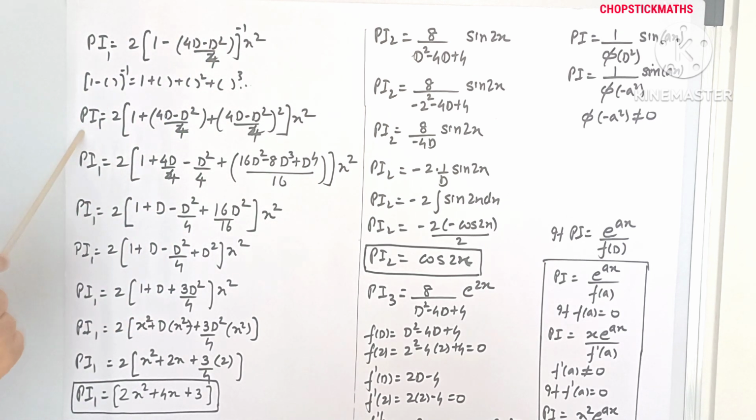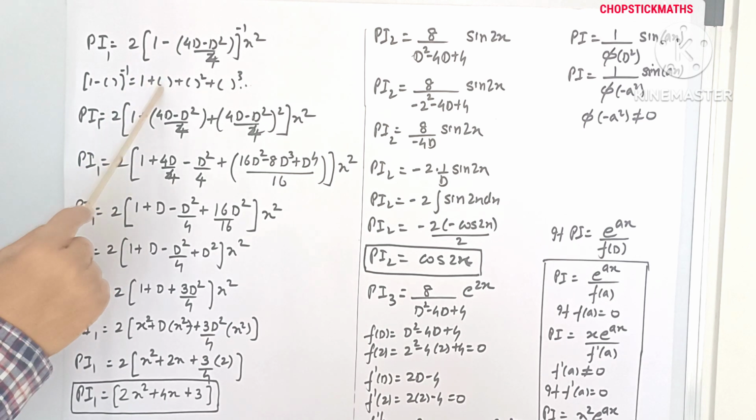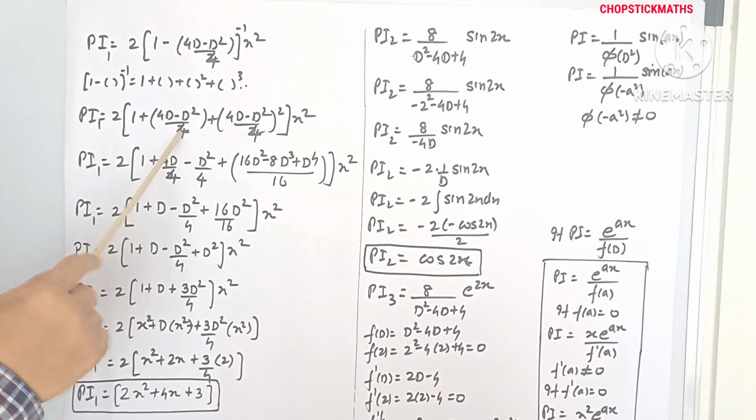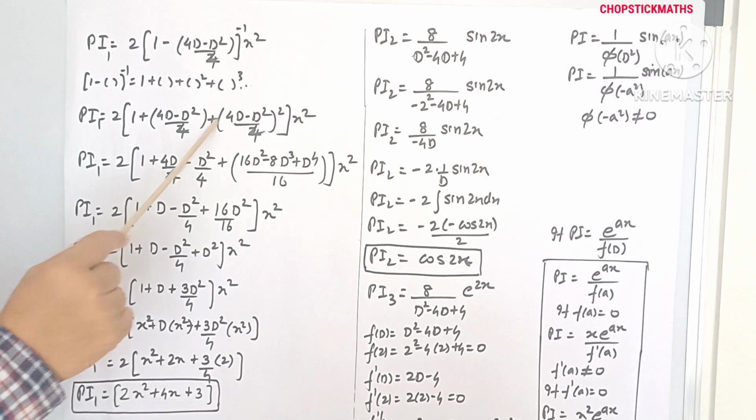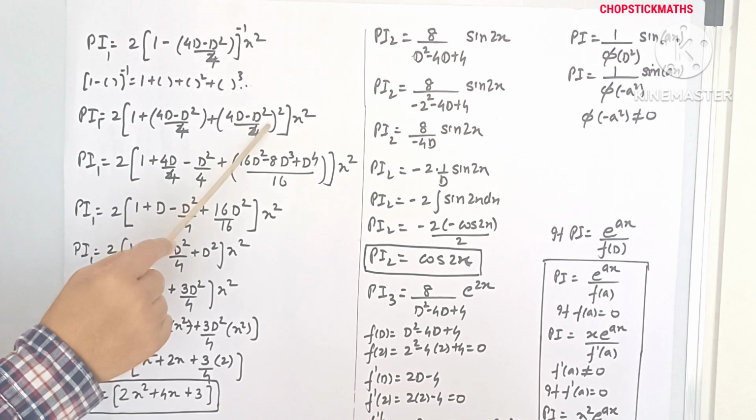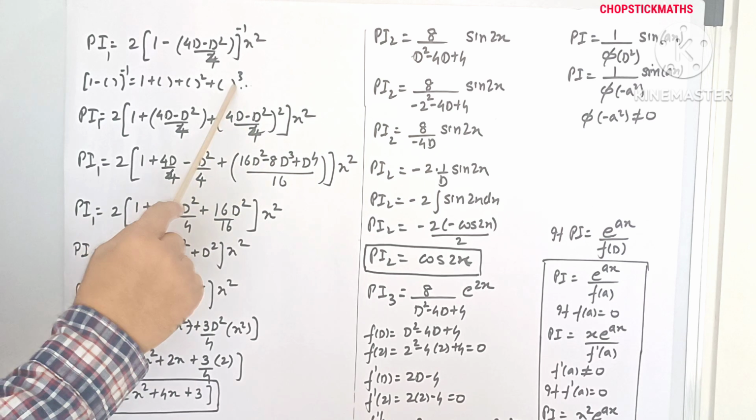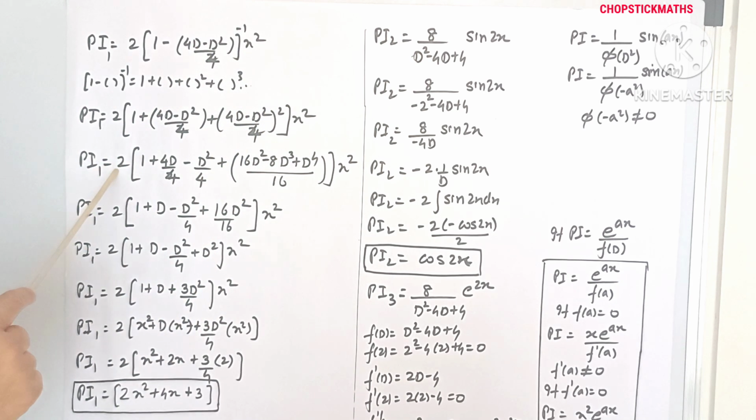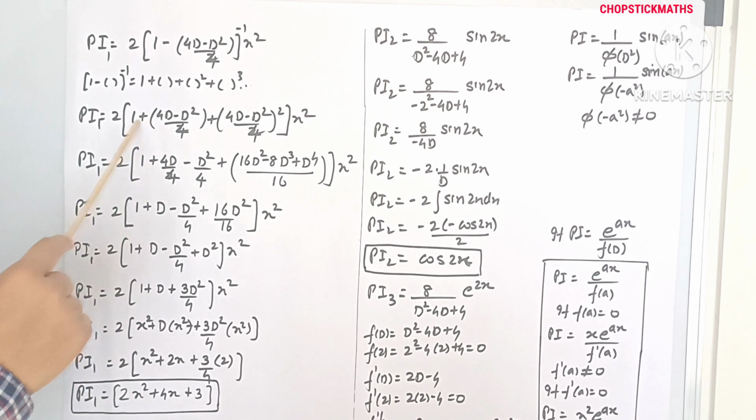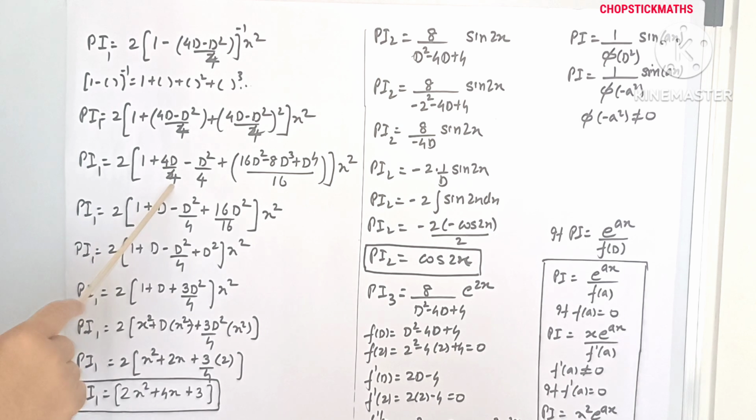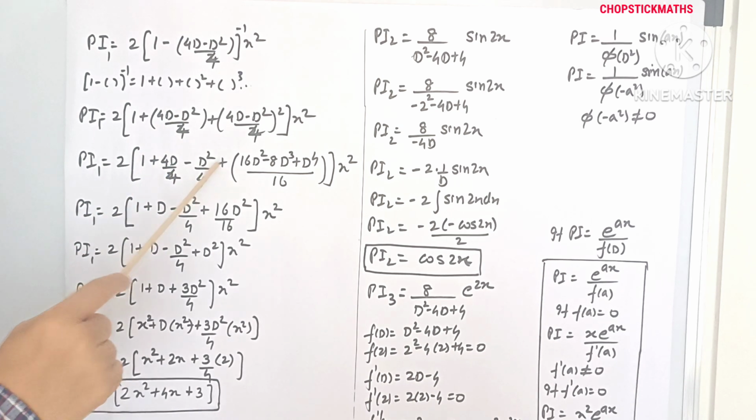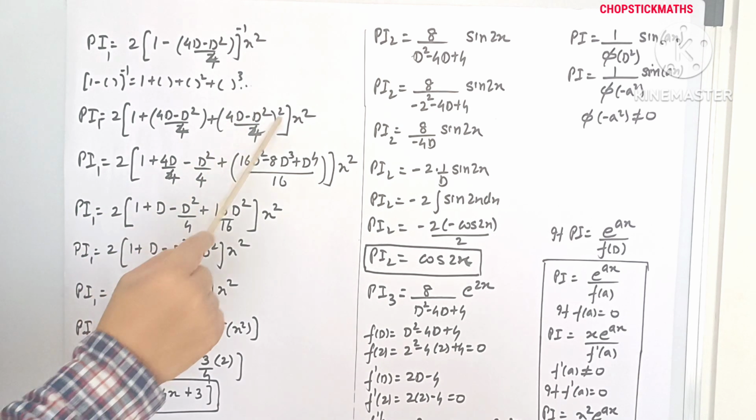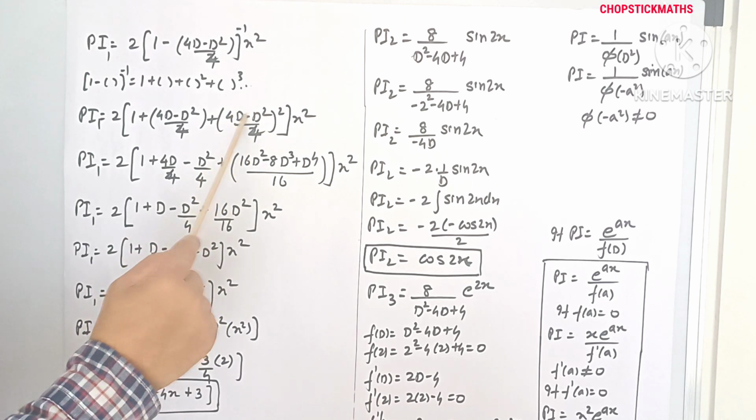So now let us expand. PI is equal to 2 into (1 + (4D − D²) upon 4 + ((4D − D²) upon 4)²) into x², and we shall neglect the higher powers. We'll open this bracket, so this will be 1 plus 4D upon 4 minus D² upon 4 plus, now we shall expand this using (a − b)².